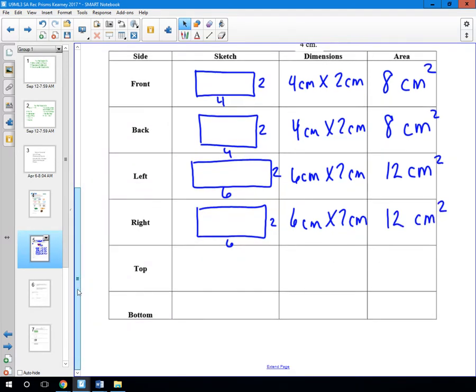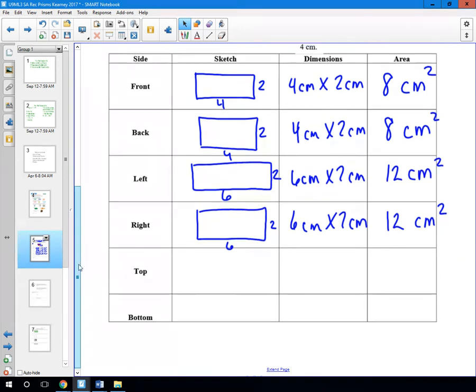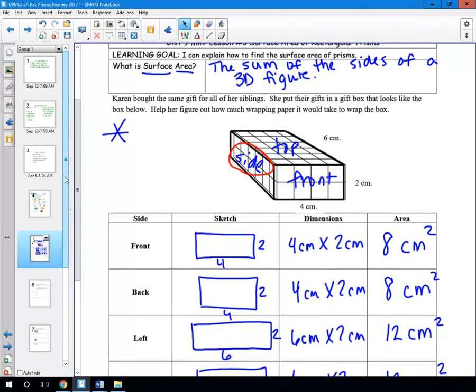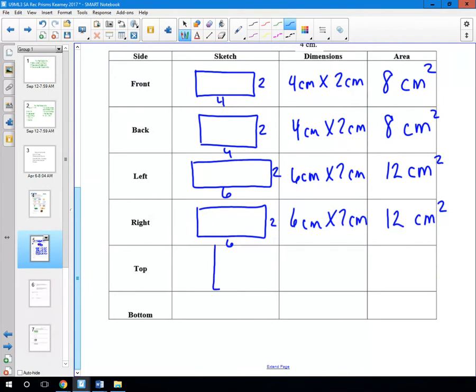Okay, we've done the front and the back, the two sides, and now we have the top and the bottom. So the top, if I go back up, the top is 4. I see 4 across and 6 back. Okay, so I'm going to do a 4 by 6. So 4 by 6. And to find the area of that, same thing, rectangle, length times width. So 4 times 6 is 24 centimeters squared. And then the bottom, if you can imagine what that bottom would look like, the bottom would look just like the top. So 4 by 6.